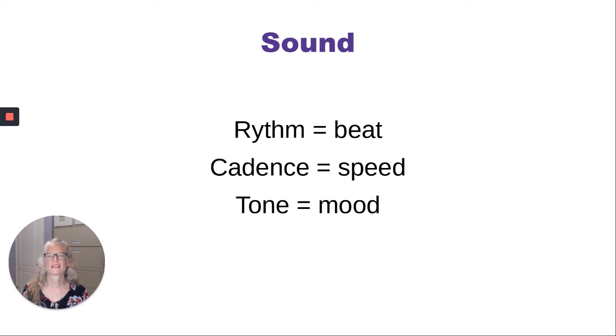Alligator Pie is a perfect example. All of the Dr. Seuss books are perfect examples of how beat can change the way a story is told. Cadence is the speed at which someone reads something, and then there's the tone or the mood.